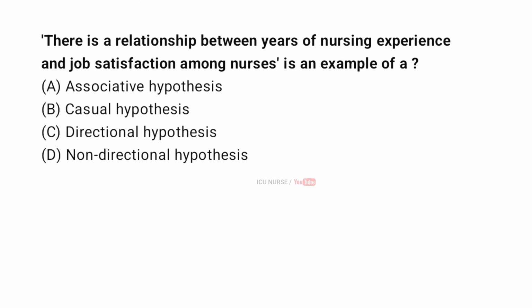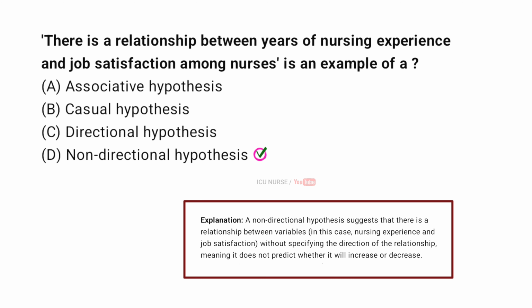There is a relationship between years of nursing experience and job satisfaction among nurses. Is an example of A. Associative hypothesis. B. Causal hypothesis. C. Directional hypothesis. D. Non-directional hypothesis. And the correct answer is D. Non-directional hypothesis. A non-directional hypothesis suggests that there is a relationship between variables without specifying the direction of the relationship, meaning it does not predict whether it will increase or decrease.